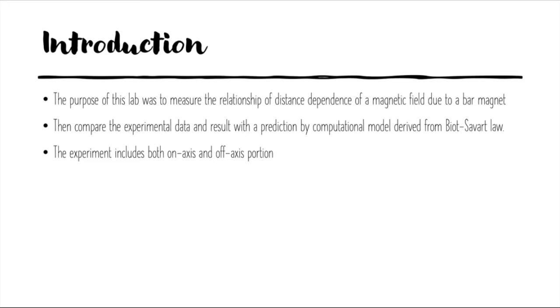The purpose of this lab was to measure the relationship of distance dependence of a magnetic field due to a bar magnet, then compare the experimental data and result with a prediction by computational model derived by Biot-Savart's law. The experiment includes both on-axis and off-axis portions.